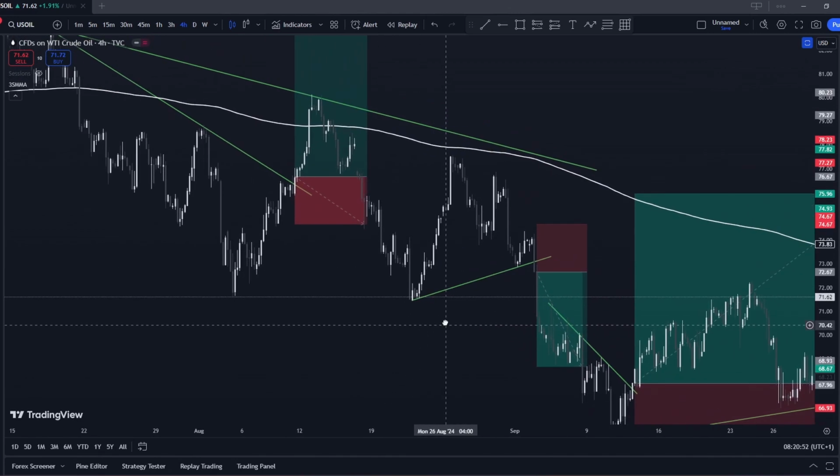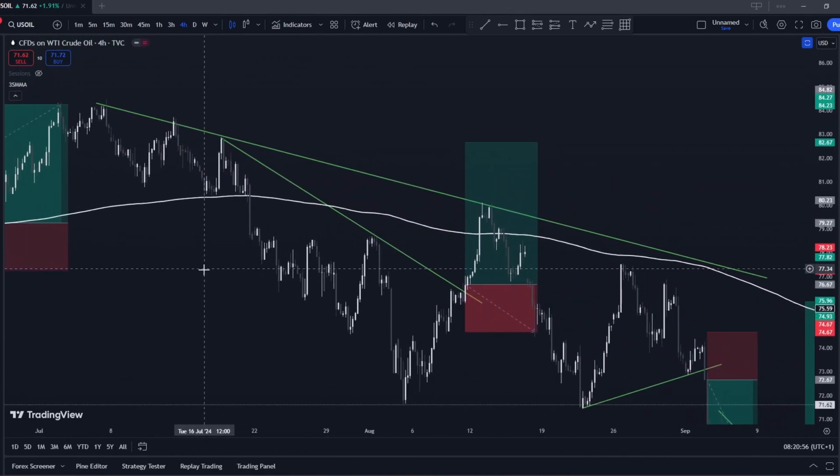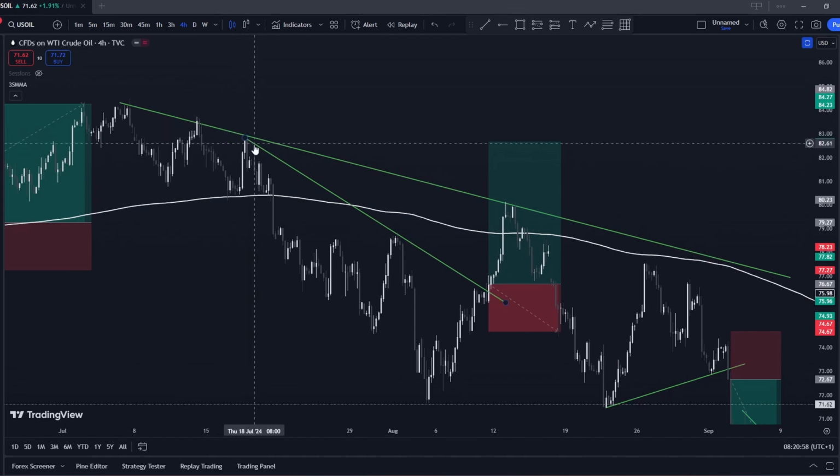But a very basic explanation of trend lines. You can probably already kind of see it here. All I'm looking for is these points where we have just massive spikes up and down, and then I just want to connect the spikes.